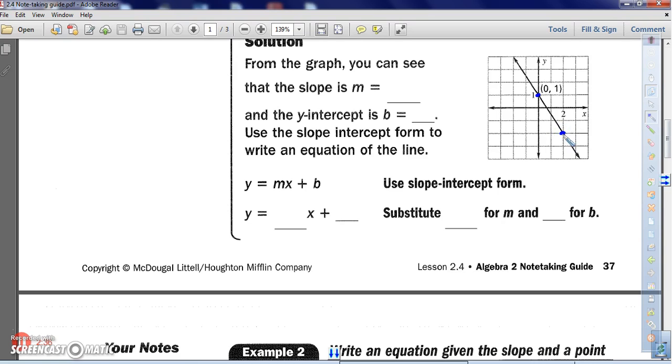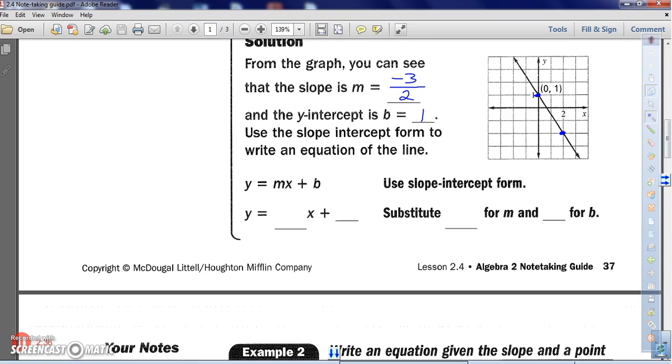So the slope of this line then, my rise, actually it goes down, 1, 2, 3. So that's negative 3 for the top number of my slope. And then I have to go to the right, 1, 2. That would be a positive 2 for the bottom number. So the slope of this line is negative 3/2. Now, also, like we said a minute ago, the y-intercept is easy to see here. It's the point 0, 1, which means the b in this problem is positive 1.